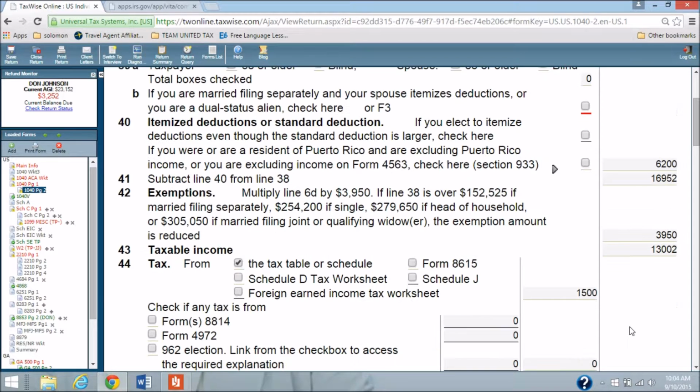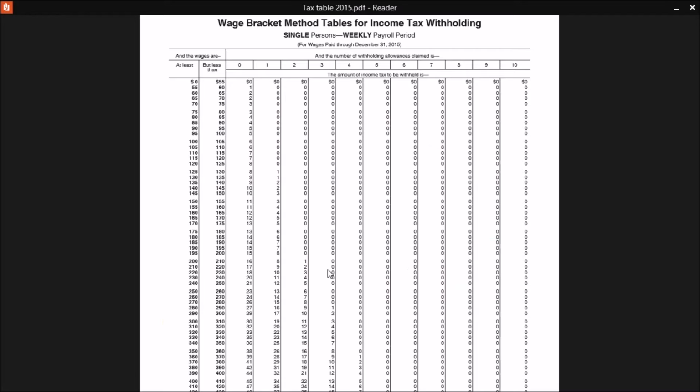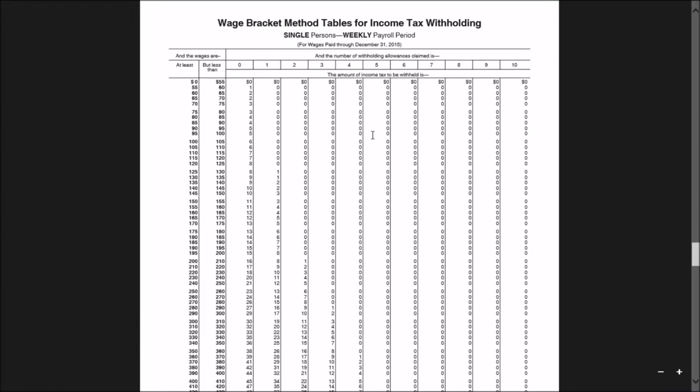Now, when we look at the tax table, what is happening here is taking this amount and calculating it up against the tax table. And I'm going to show you the tax table from the IRS. Here is our tax table from the IRS.